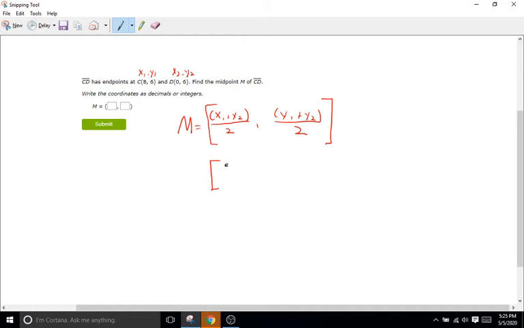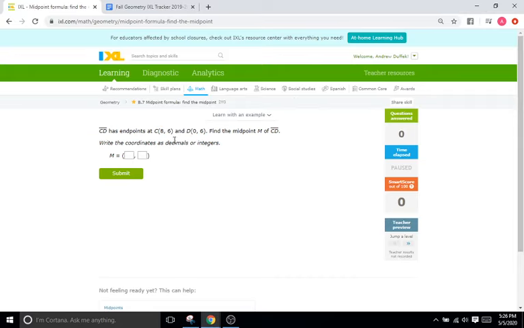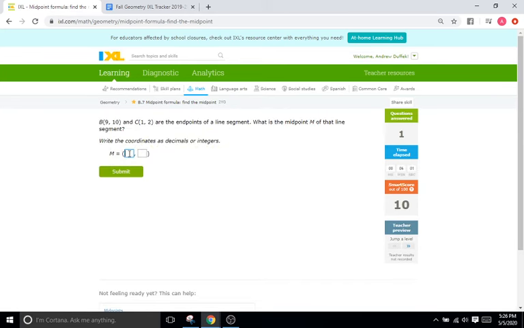Okay, x1 is going to be 8 plus our x2, which is 0, over 2, comma, and then y1 is going to be 6 plus 6, y2, over 2. So 8 plus 0 is 8, and then 8 divided by 2 is 4. 6 plus 6 is 12, divided by 2 is 6. So our midpoint is going to be 4 comma 6.